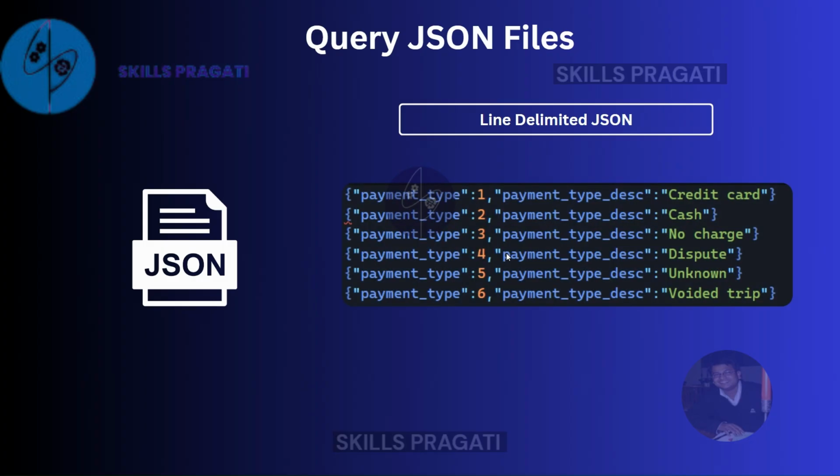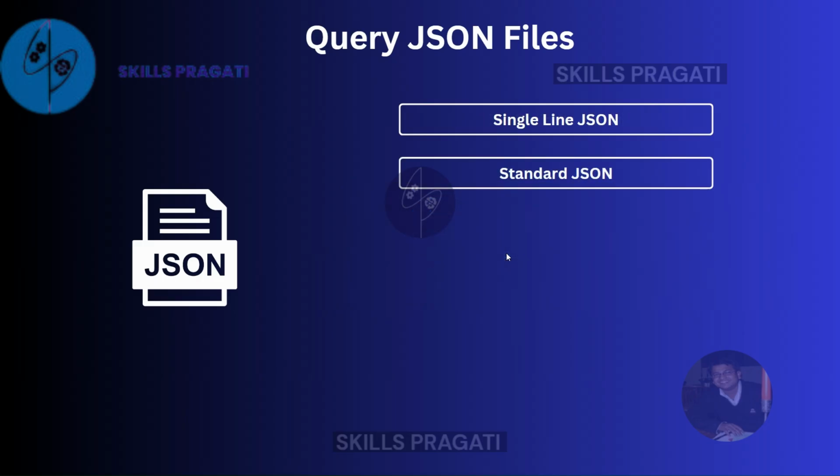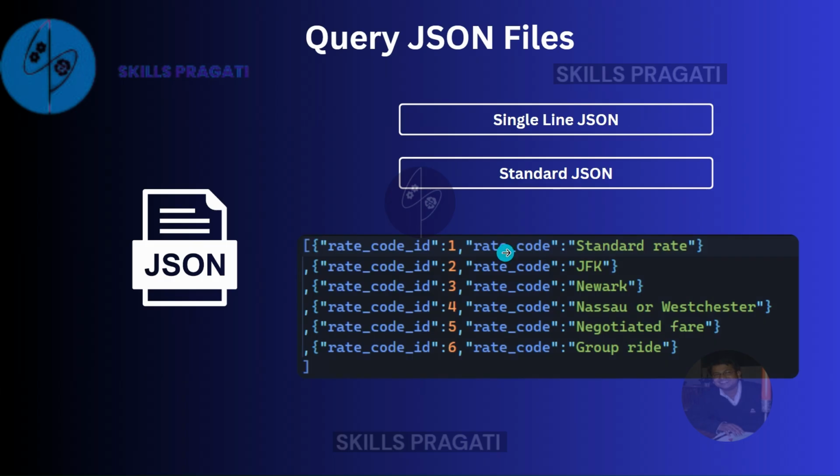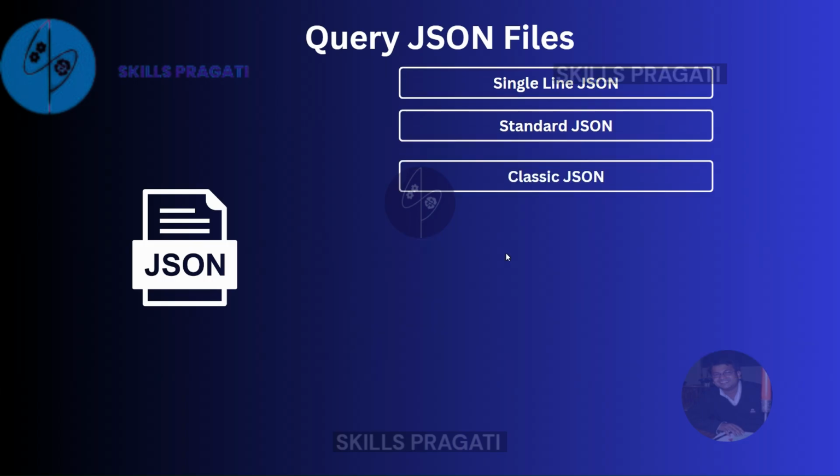An example of this type of JSON can be seen here. As you can see, each line of the JSON is a JSON document on its own and the lines are separated by a new line character. The next type of JSON file we look at querying is the standard JSON file. See here for an example of a standard JSON document. In these types of JSON documents, multiple JSON documents are stored as one single array.